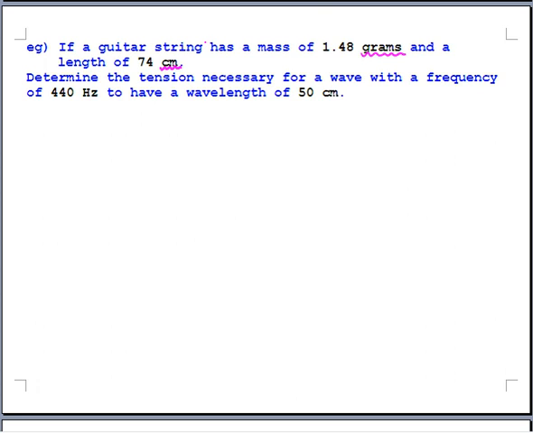It says determine the tension necessary for a wave with a frequency of 440 hertz, which is an A that a lot of guitars tune off of, if it has a wavelength of 50 centimeters. Units all over the place. So here's what you want to do in this question. Let's use V equals lambda times F, and then we can go from there into maybe some tension.